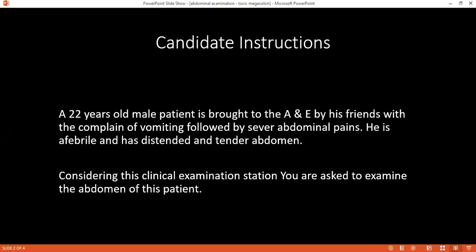I'll do percussion of the abdomen to see if it's hypertympanic or there are any signs of ascites, also by doing the percussion for shifting dullness. Then I'll auscultate to check for the bowel sounds, if they are hyperactive or diminished. I'll also check for signs of bruising as well in this patient. Yes.